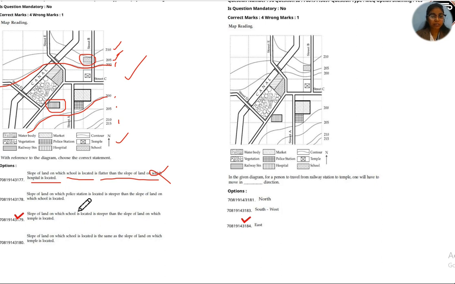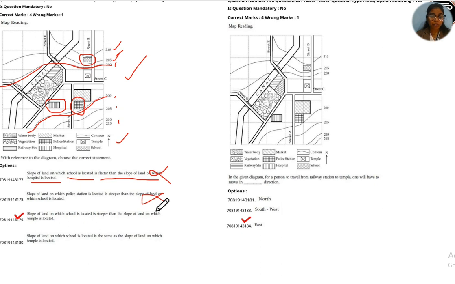Okay, so where do we have our police station? Police station is over here. So the slope of the land on which the police station is located is steeper than the slope of the land on which the school is located. No, again, the police station is located on flatter land and the school is located on more sloped land. That's why this is also wrong.